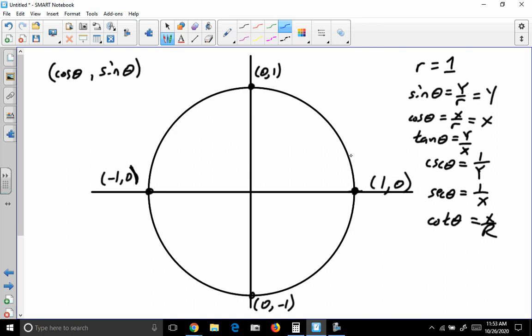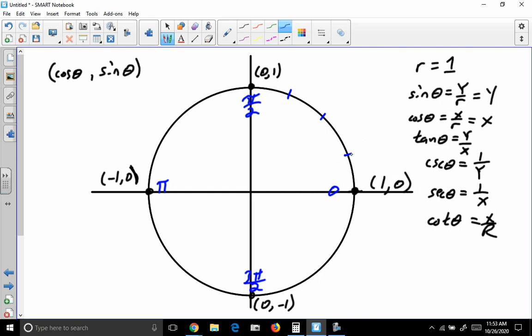So in each quadrant, we have 3 special points. We have 4 quadrantal angles: 0 degrees or 0 radians, 90 or pi over 2, 180 or pi, and 270 or 3 pi over 2.